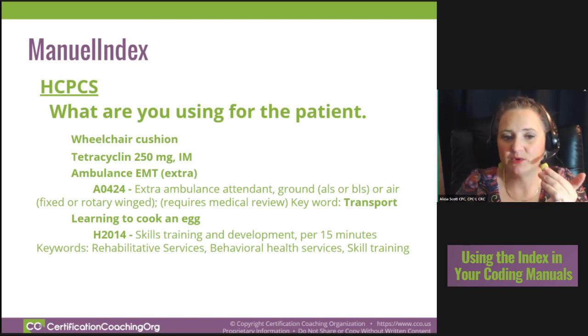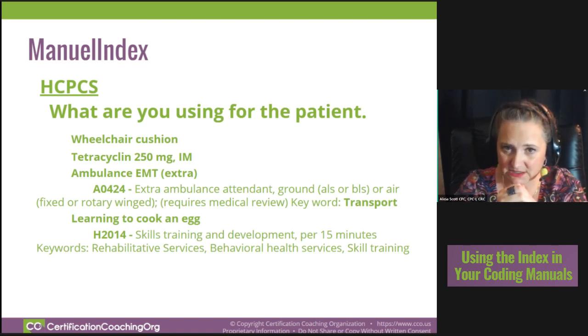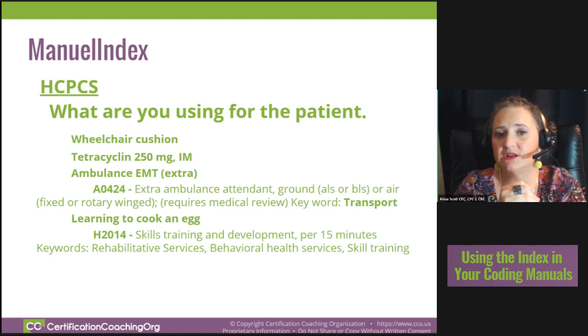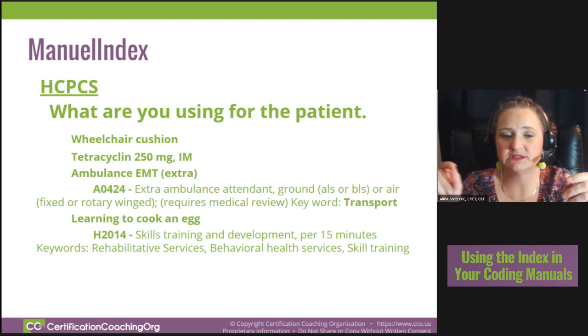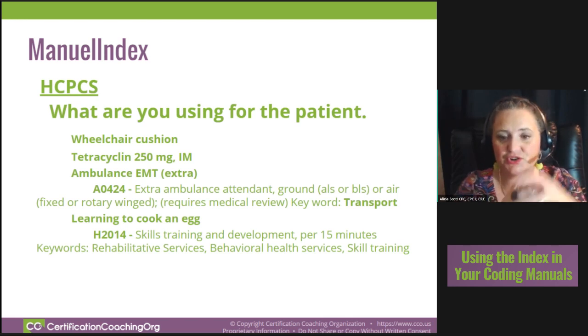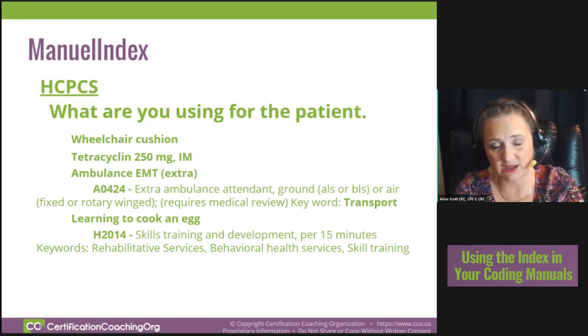Now, we talked about wheelchair cushions. We talked about medications and stuff. There are also codes for ambulances in there for Medicare. One of the ones that I looked up that is kind of unique was if you need an extra attendant on the ambulance, and it would say extra ambulance EMT, they needed to have somebody else come in. For whatever reason you're transporting, you need more than what you normally would. Well, how are you going to look that up? It's actually under transport. That's the key word. So you're going to look in the index under transport because that's what you do with ambulances.